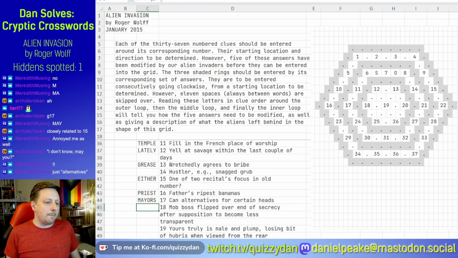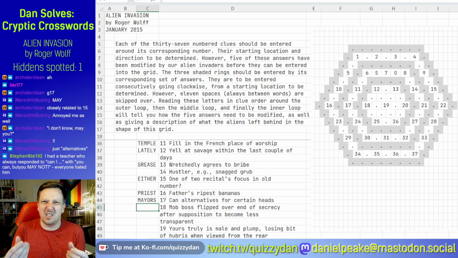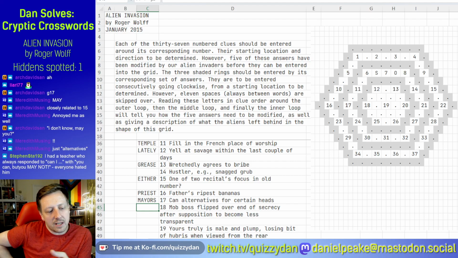Mob boss flipped over end of secrecy after supposition to become less transparent. So the definition must be to become less transparent, I think. So to sort of thicken in terms of colour, to darken maybe. Mob boss feels like M, but flipped could be W. Flipped end of secrecy, which would be Y. No, Don. Okay. Mob boss is a Don. Flipped, that's nod.